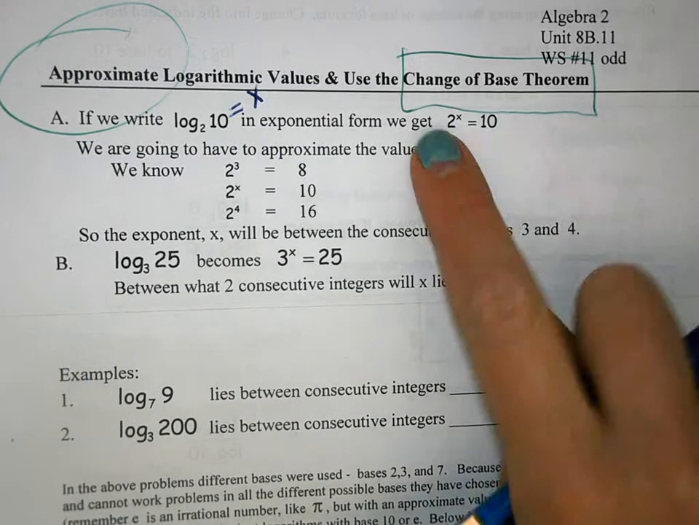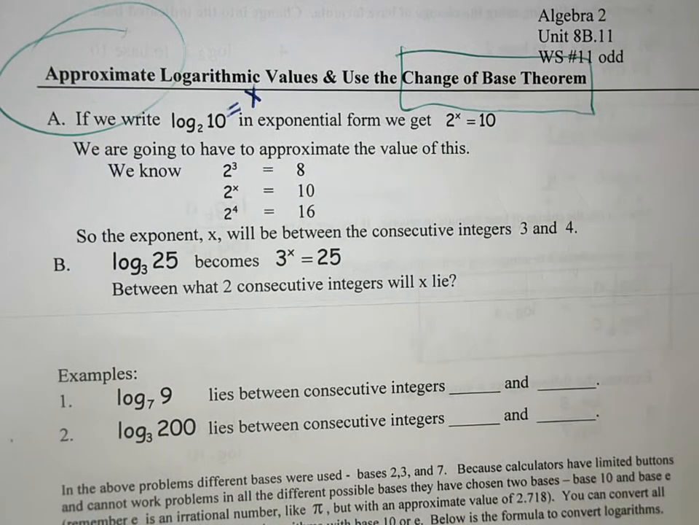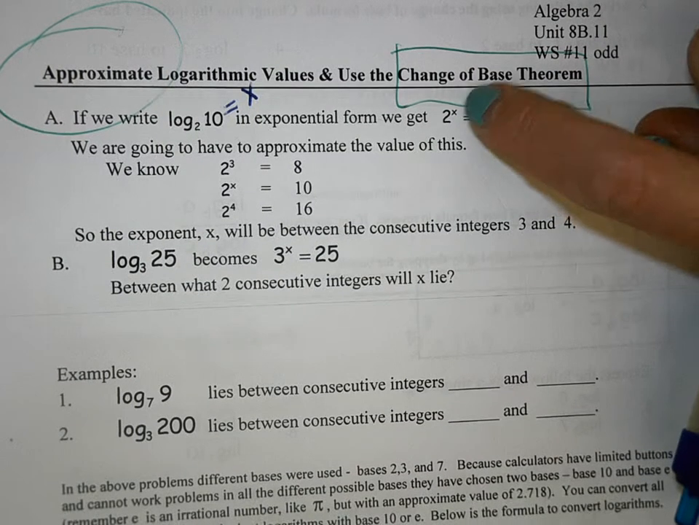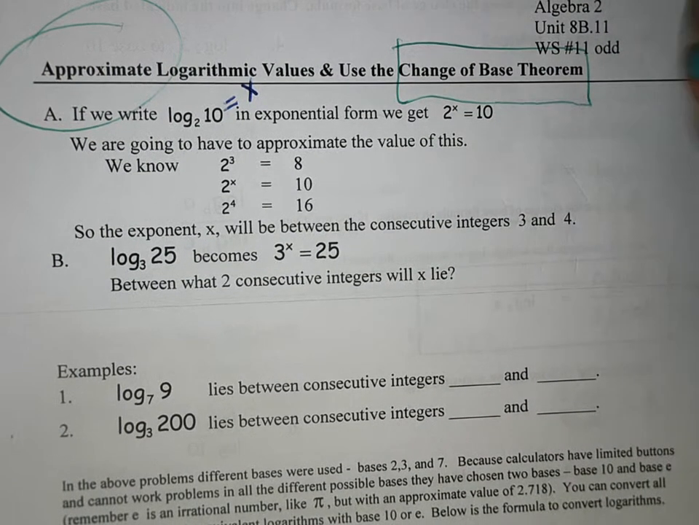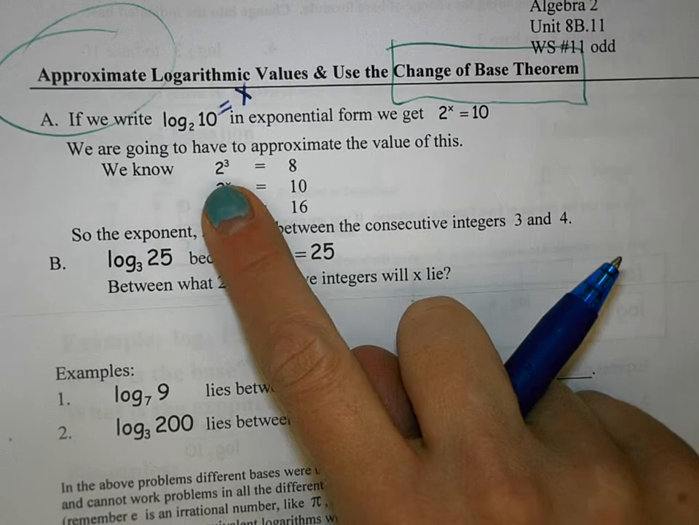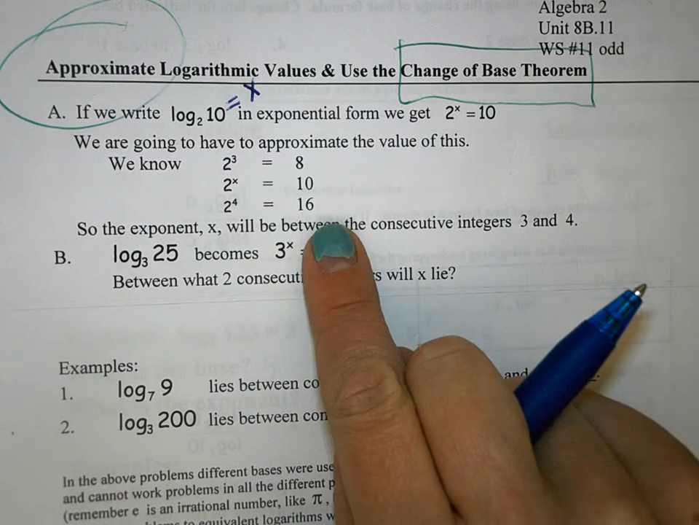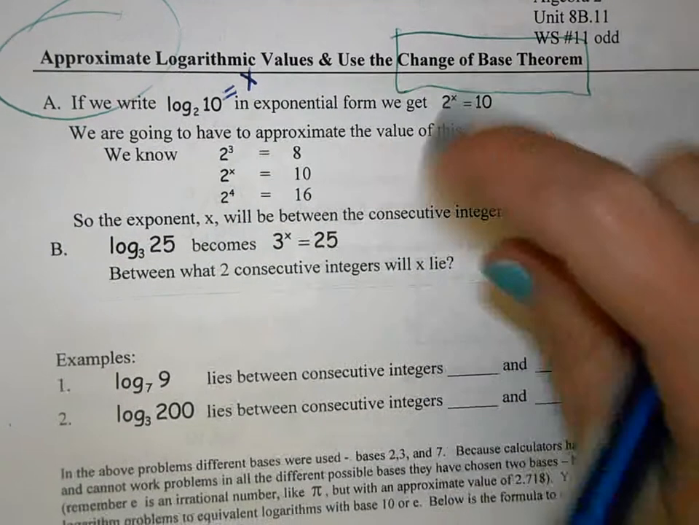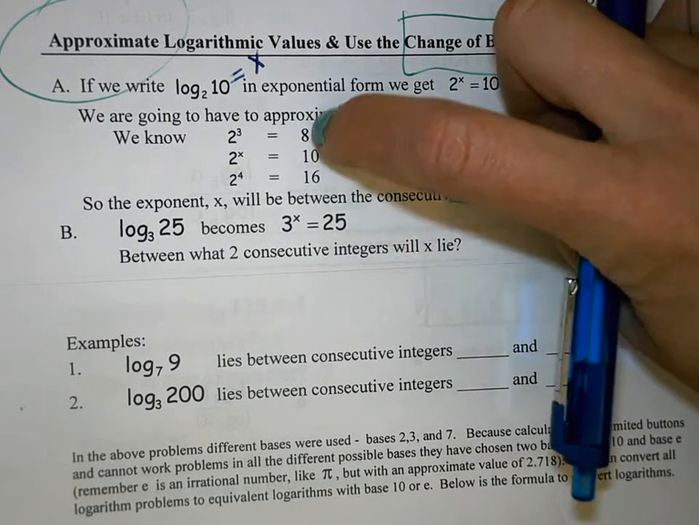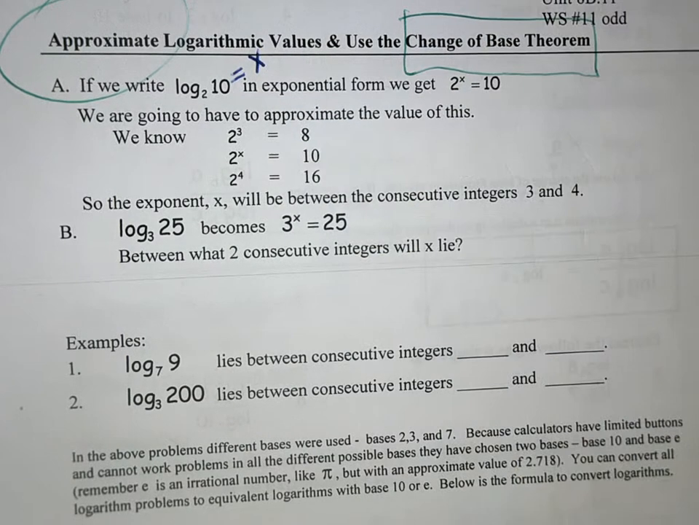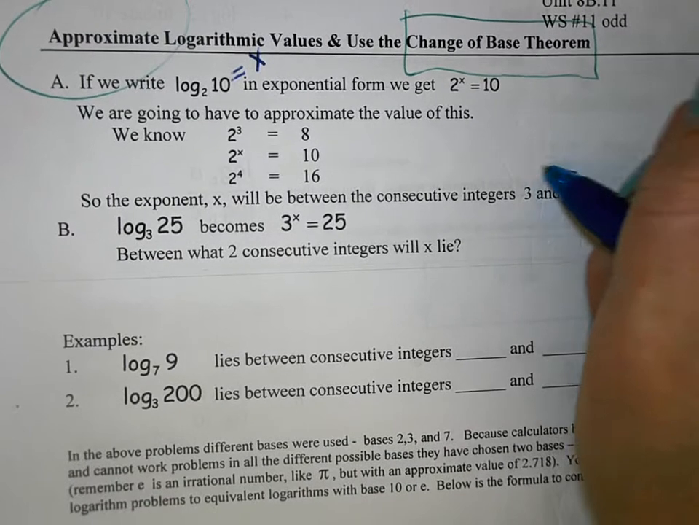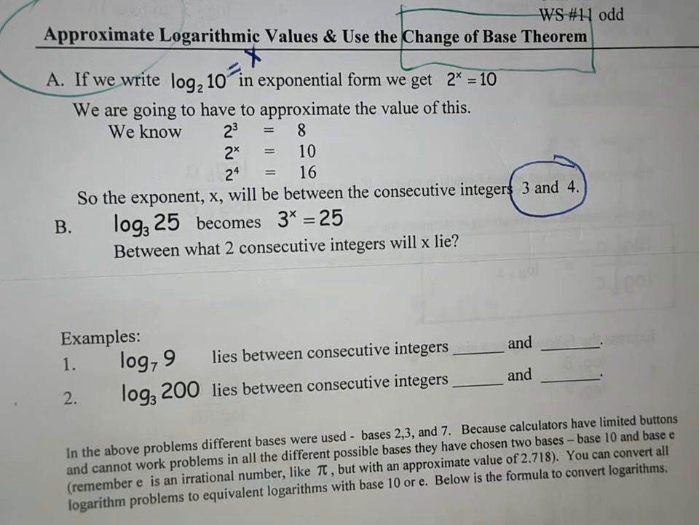So when you're approximating, I can't get 10 to be base 2, can I? Anytime you have an x in the exponent, you want to get the same base. Since I can't do that, I'm going to approximate. I know that 2 to the third power is 8, and 2 to the fourth power is 16. So 10 is between 8 and 16, right? So my answer is that x is in between 3 and 4. That's it. You're just approximating.